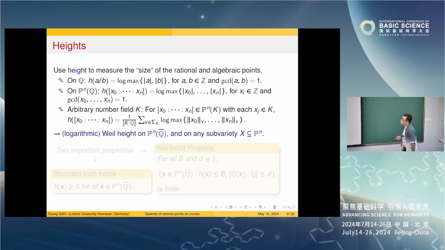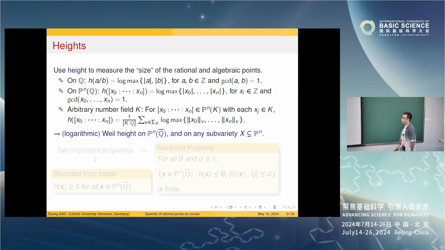Next, on P^n(Q), it's very similar to the previous case. We just take a representative with coprime coordinates, and then the height is log of the max of all the absolute values.